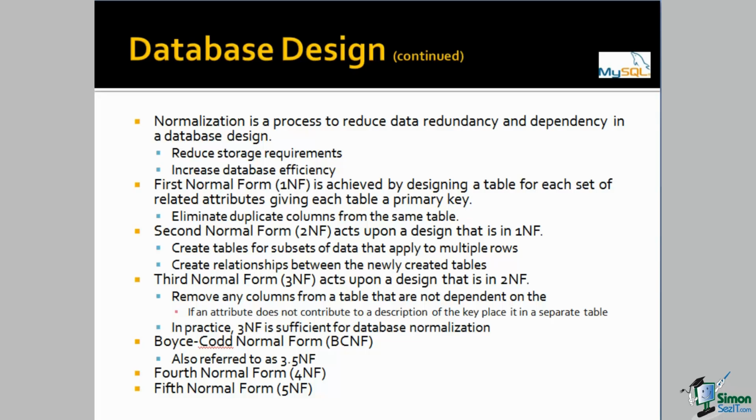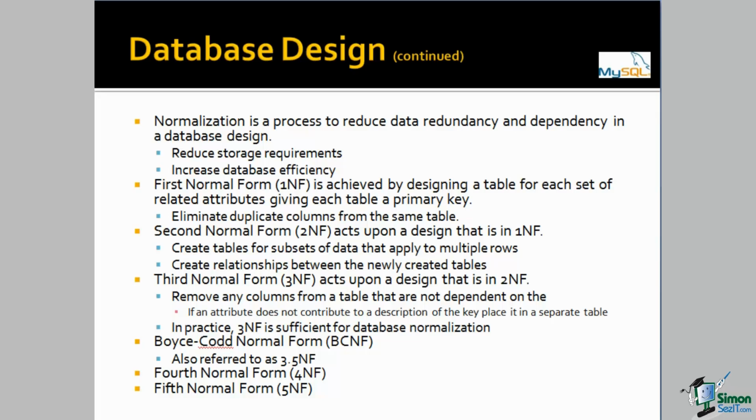This has some great benefits for an OLTP system, an online transaction processing system, in that it reduces storage requirements by reducing redundant data, and it increases the efficiency of the database. We're going to limit our discussion to the most prominent normalization form, which is third normal form.